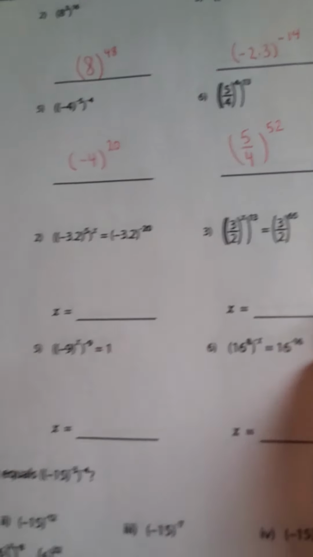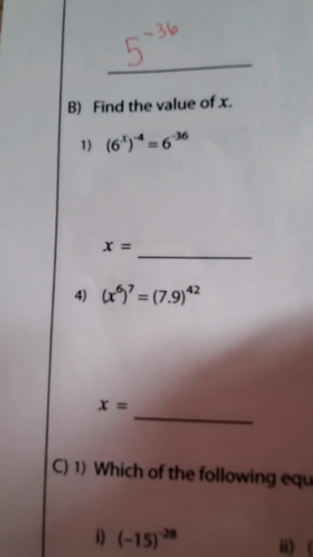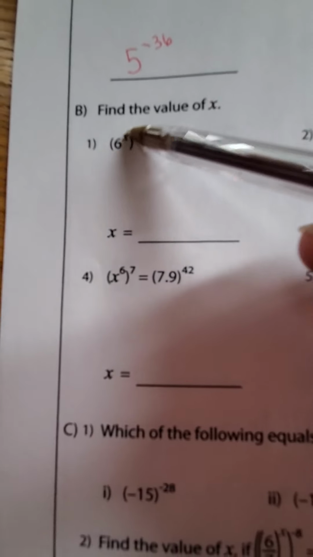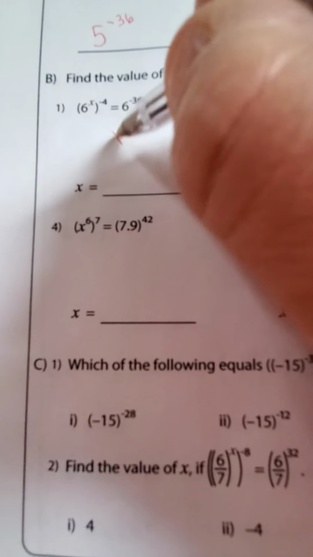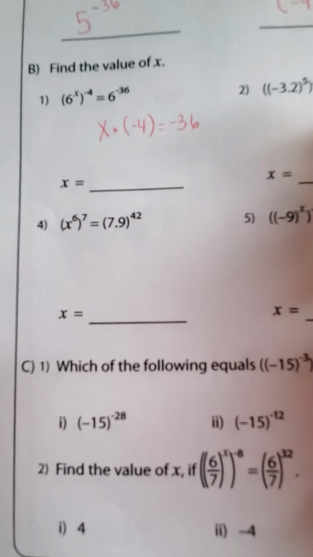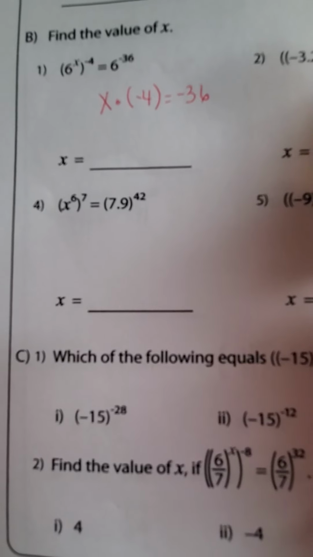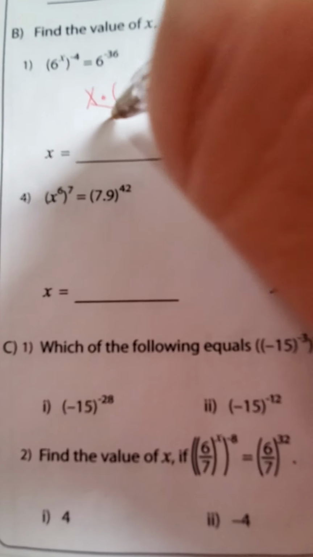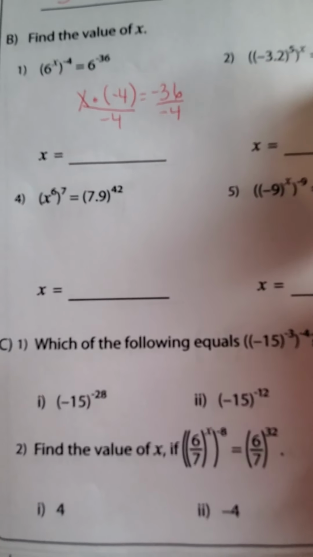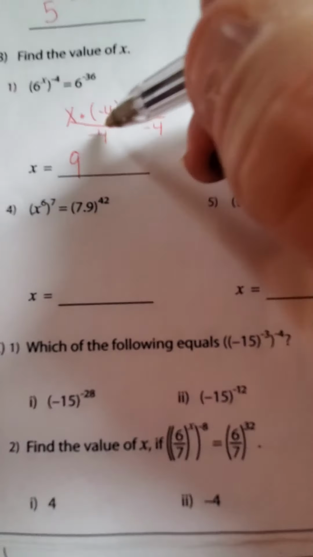For the next group, we're trying to figure out what x is. So for number 1, x is represented as an exponent. And so we said, well, we're going to have to multiply those exponents together. All right, so I need to figure out what number times -4 is equal to -36. So I'm going to divide -36 by -4 to get an answer of +9.